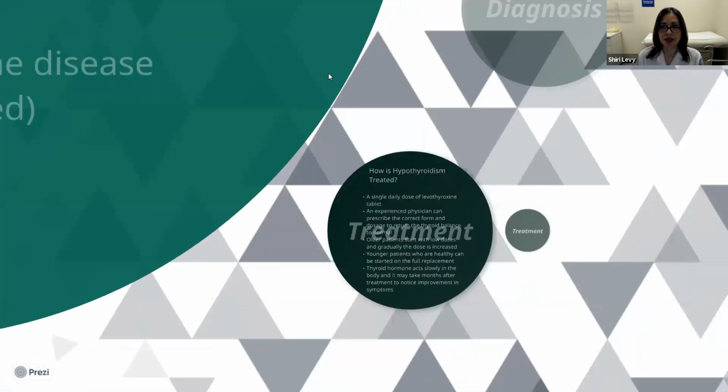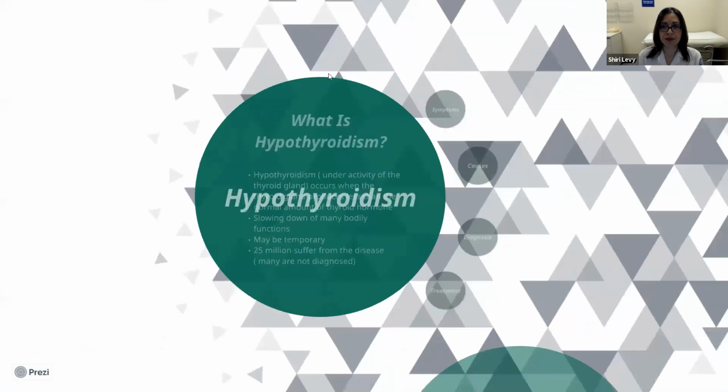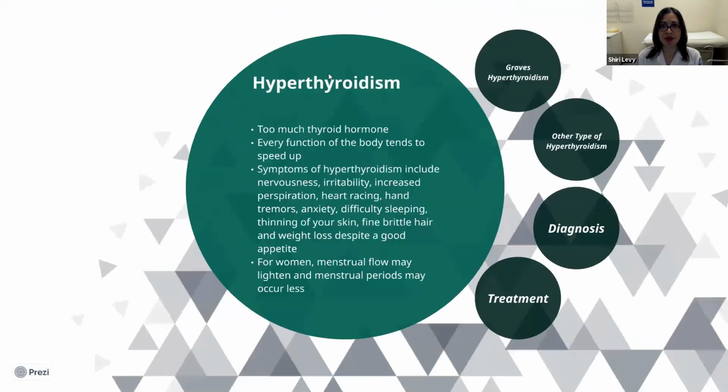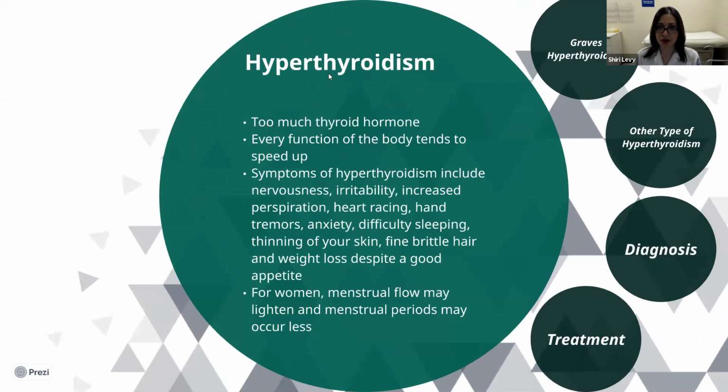Okay. So my next topic is going to be the overactive thyroid. So the overactive thyroid, meaning there is too much thyroid hormone, every function of the body tends to speed up. So our patients will complain of feeling very nervous. They feel irritable. They have increased perspiration. Their heart is racing and they can feel palpitations.